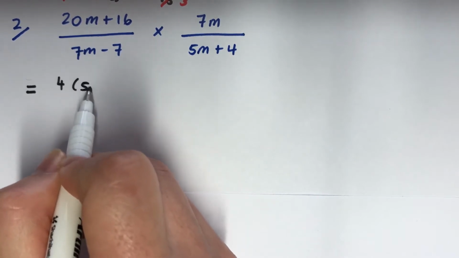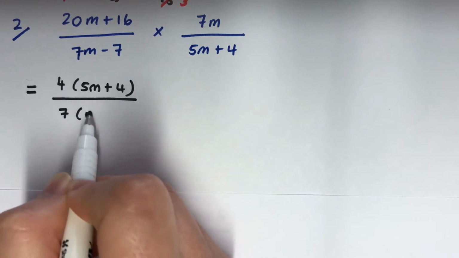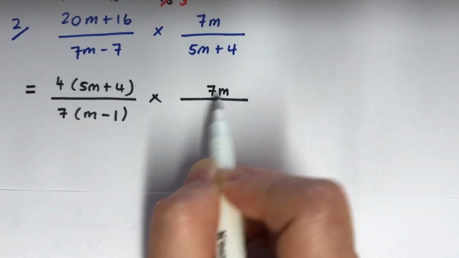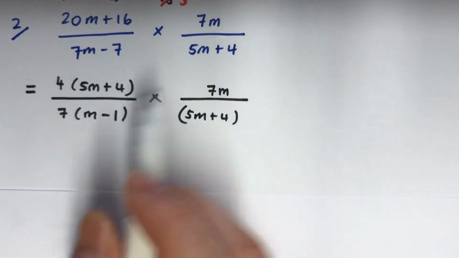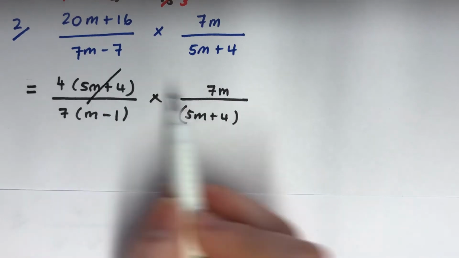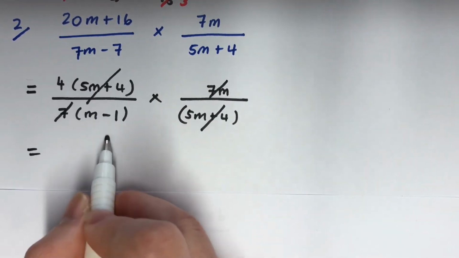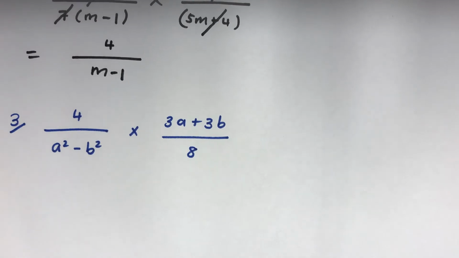I'm left with the 5m plus 4. And the common factor is 7m minus 1 times 7m, staying 7m. 5m plus 4 stays as it is because we can't factorize further. So cancel, cancel, cancel, cancel. What do I have left? 4m minus 1. Excellent. Next one.